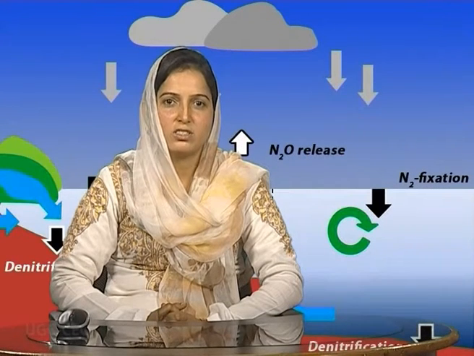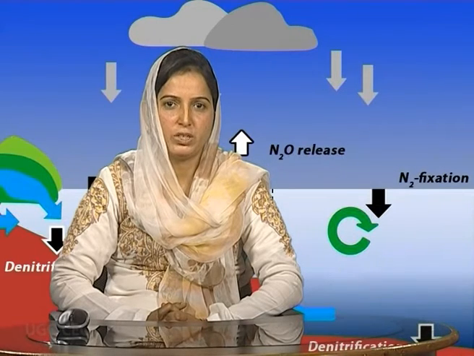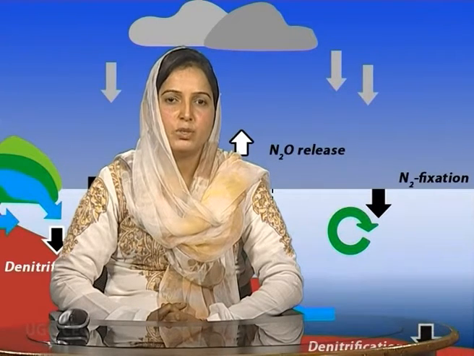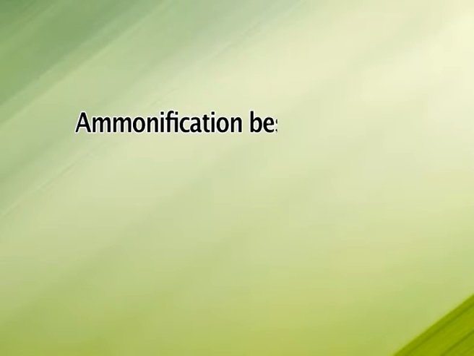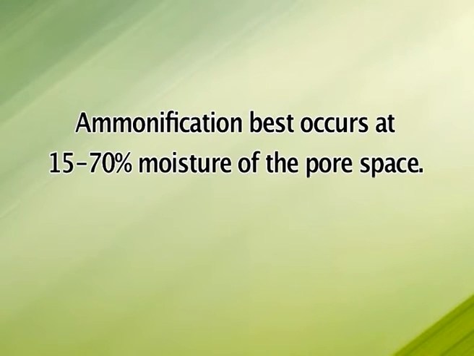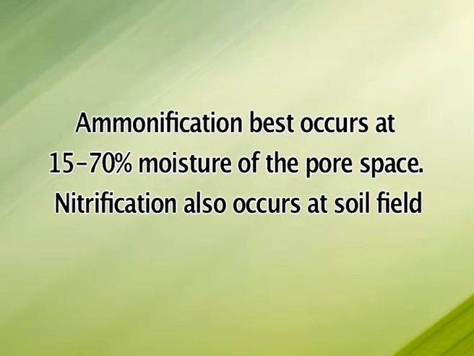Excessively dry conditions reduce the number of rhizobia in the soils and inhibit nodulation. Ammonification best occurs at 15 to 70% moisture content of soil pore space. Nitrification also occurs at soil field capacity.